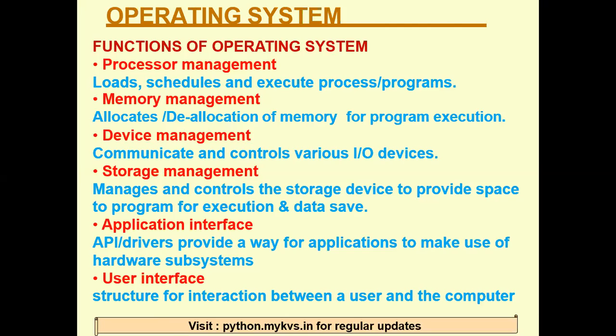Functions of operating system, you can mainly say 6 functions: processor management, memory management, device management, storage management, application interface, and user interface. Processor management, as in it loads, schedules, and executes the processes of the program. Memory management, because it allocates and deallocates memory for program execution. Device management, because it communicates and controls various input-output devices. Storage management, because it manages and controls the storage device to provide space to programs for execution and data saving.